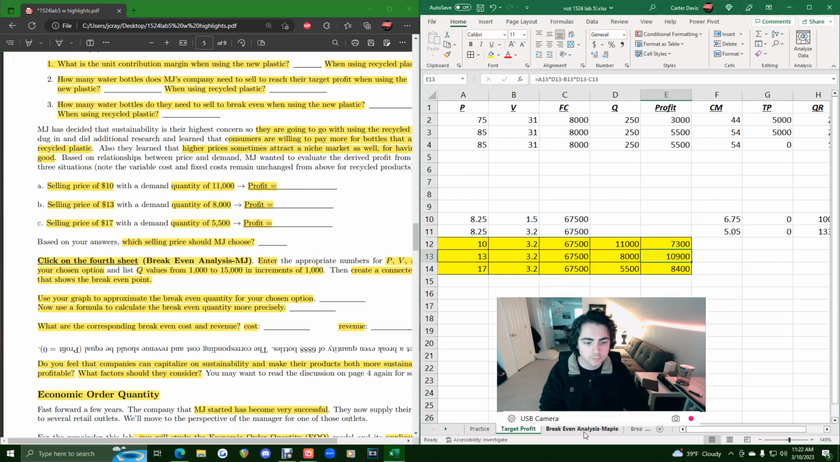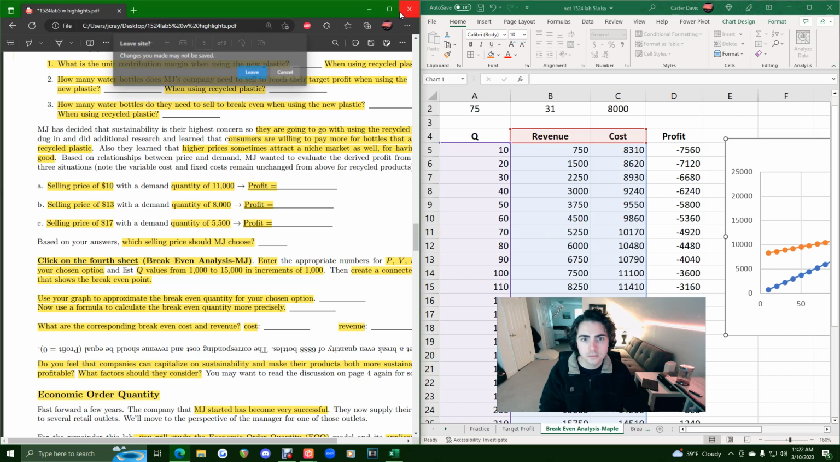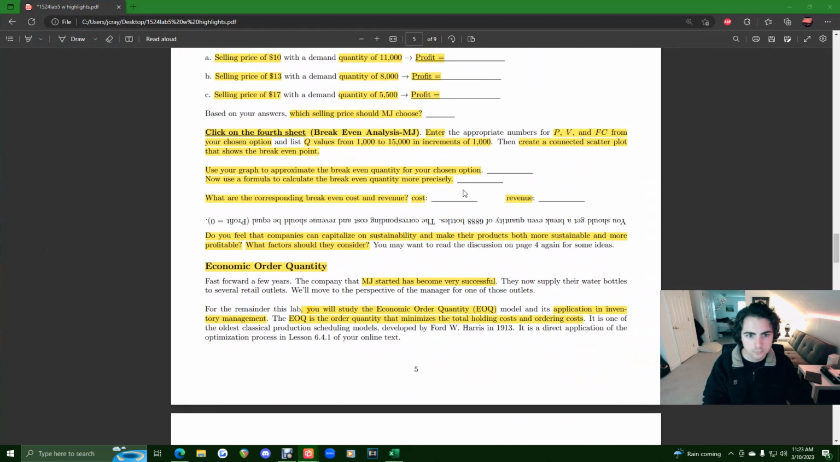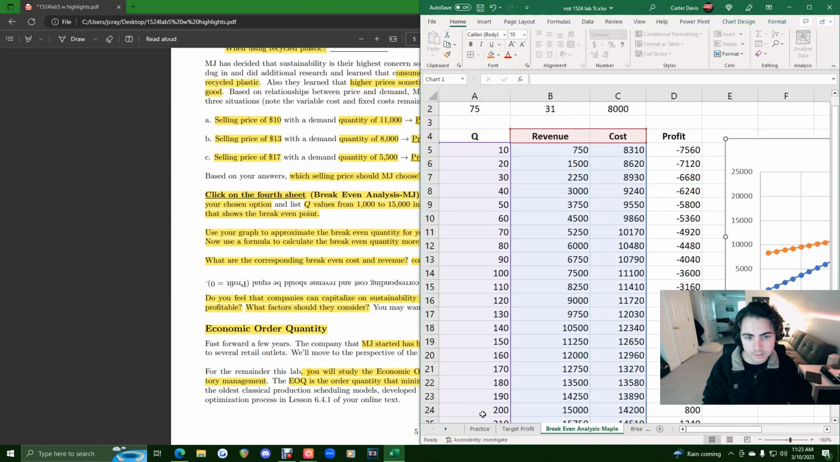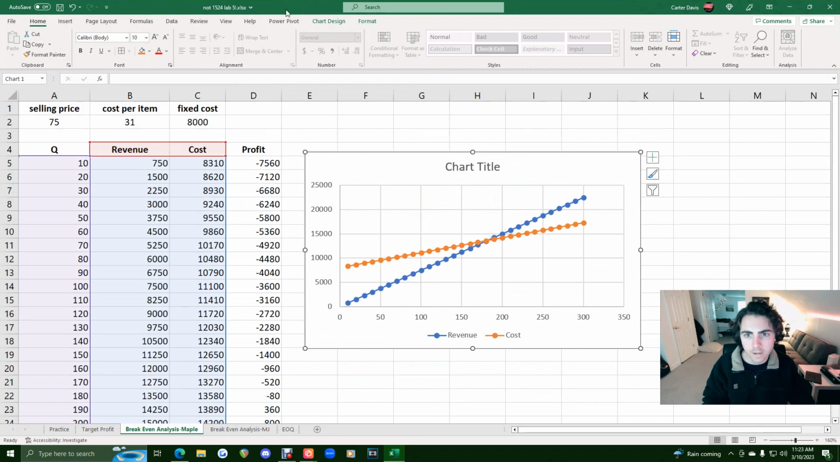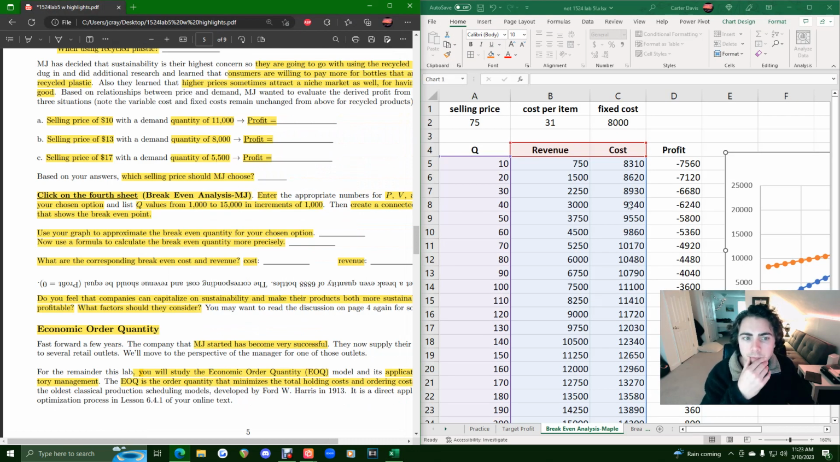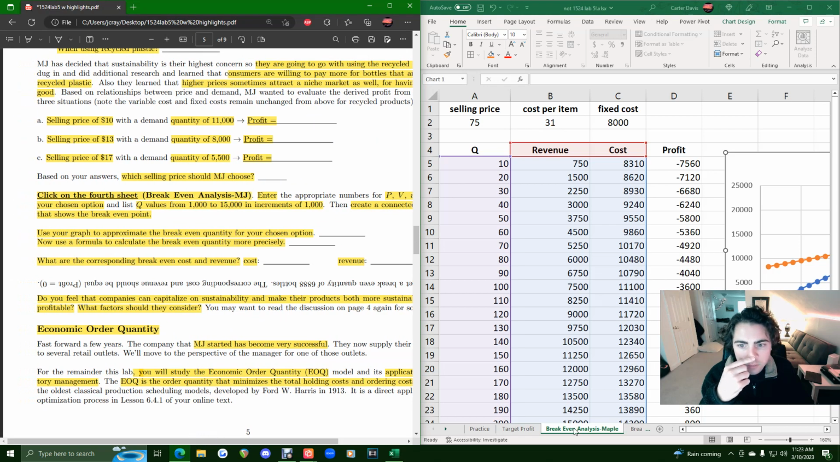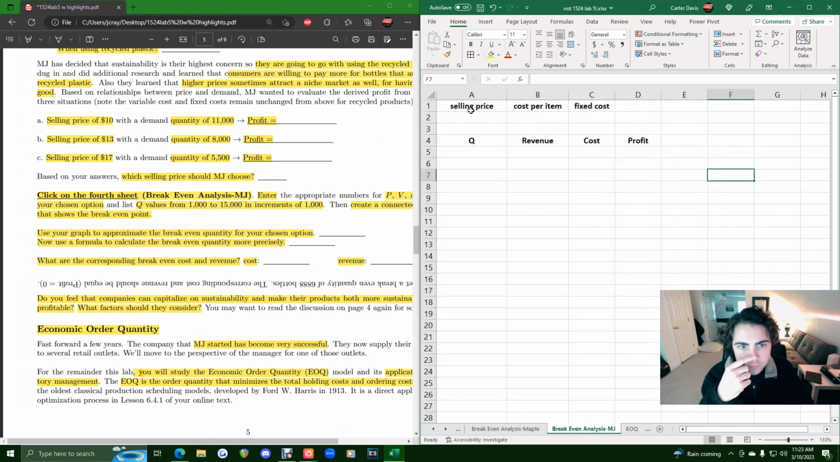Click on the fourth sheet. Break-even analysis. I just want to make it bigger. Enter the appropriate numbers for PVFC from your chosen option. Okay, 13, 8,000. So what are we doing now? I think we're just maybe changing these up here. Fourth sheet. It's probably because I haven't clicked on the right sheet. That's the fourth sheet. Okay.